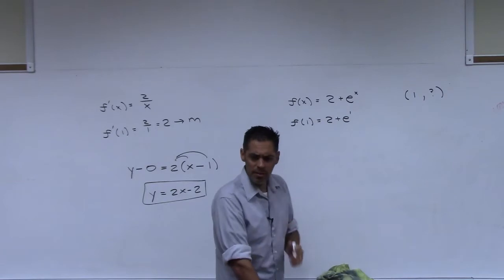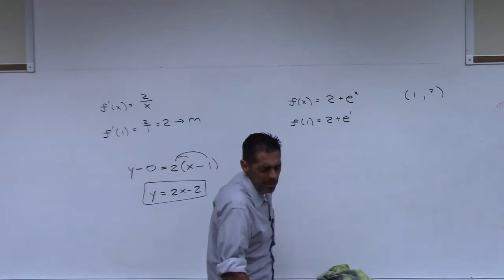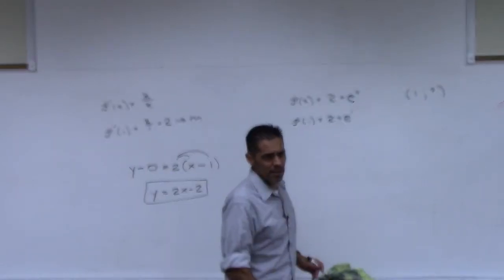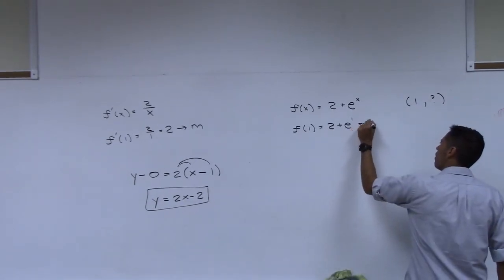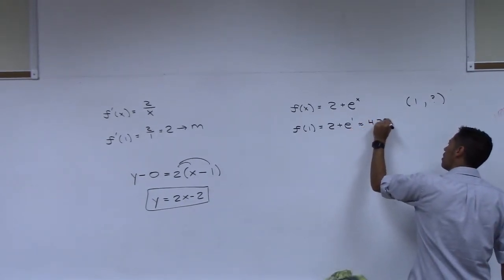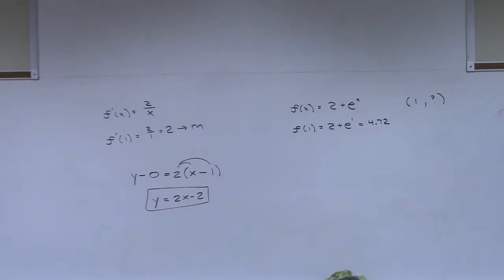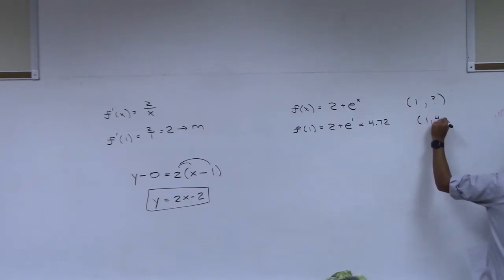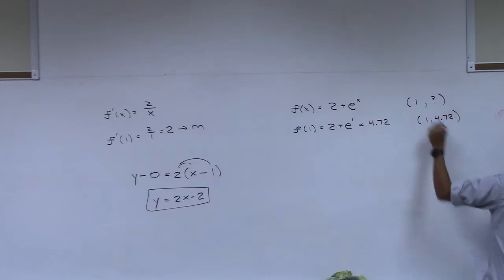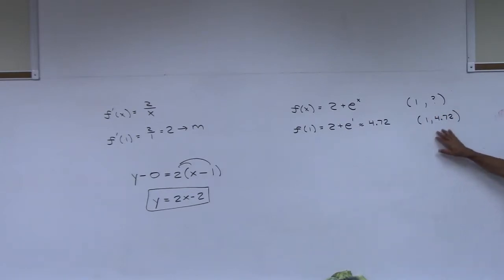So what are you getting? 4.718 or something like that? Yeah. So this is approximately, let's go 4.72. Is that all right? We'll just round it to two decimal places. So that means the point on our graph is the point 1, 4.72. Okay, so we'll need that point in a minute, right?